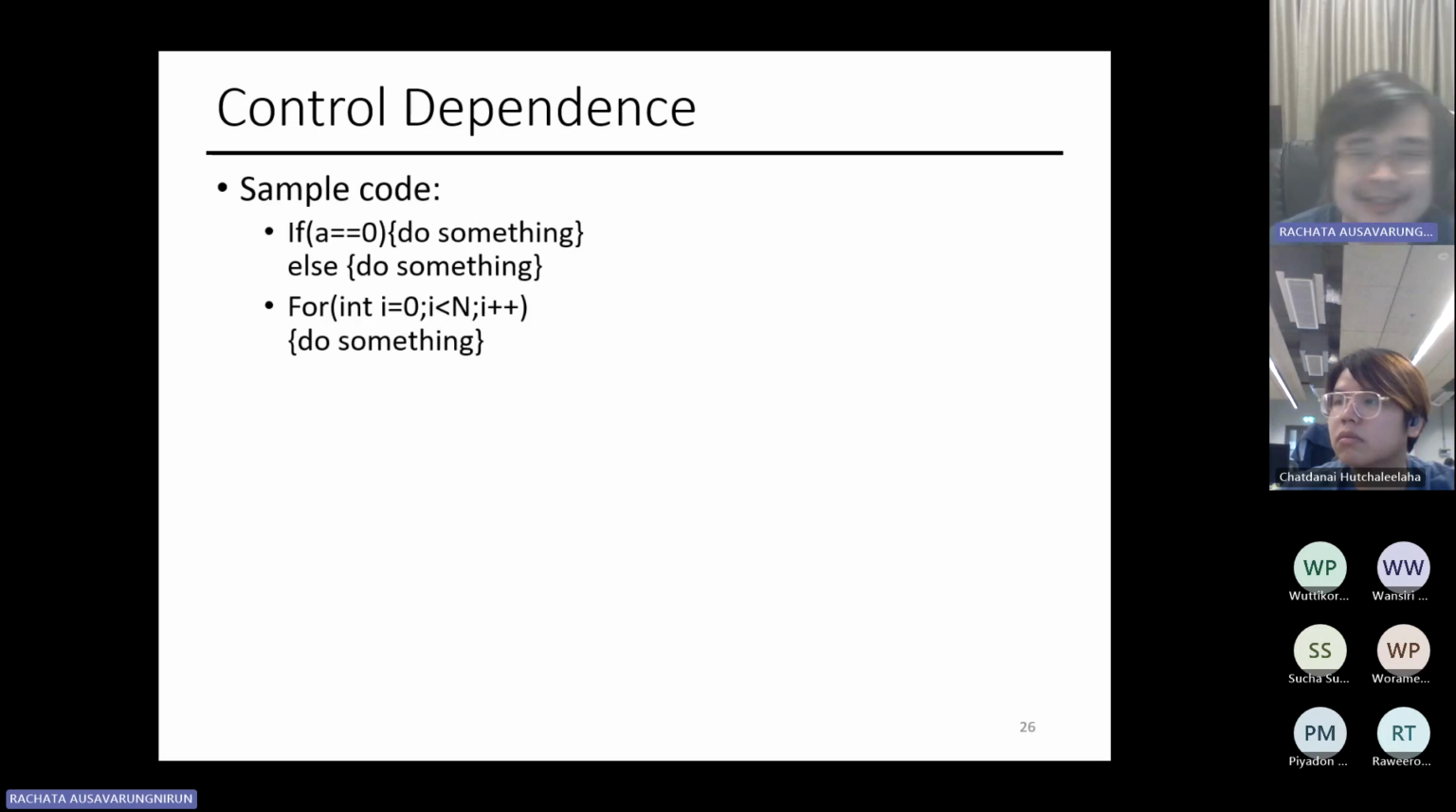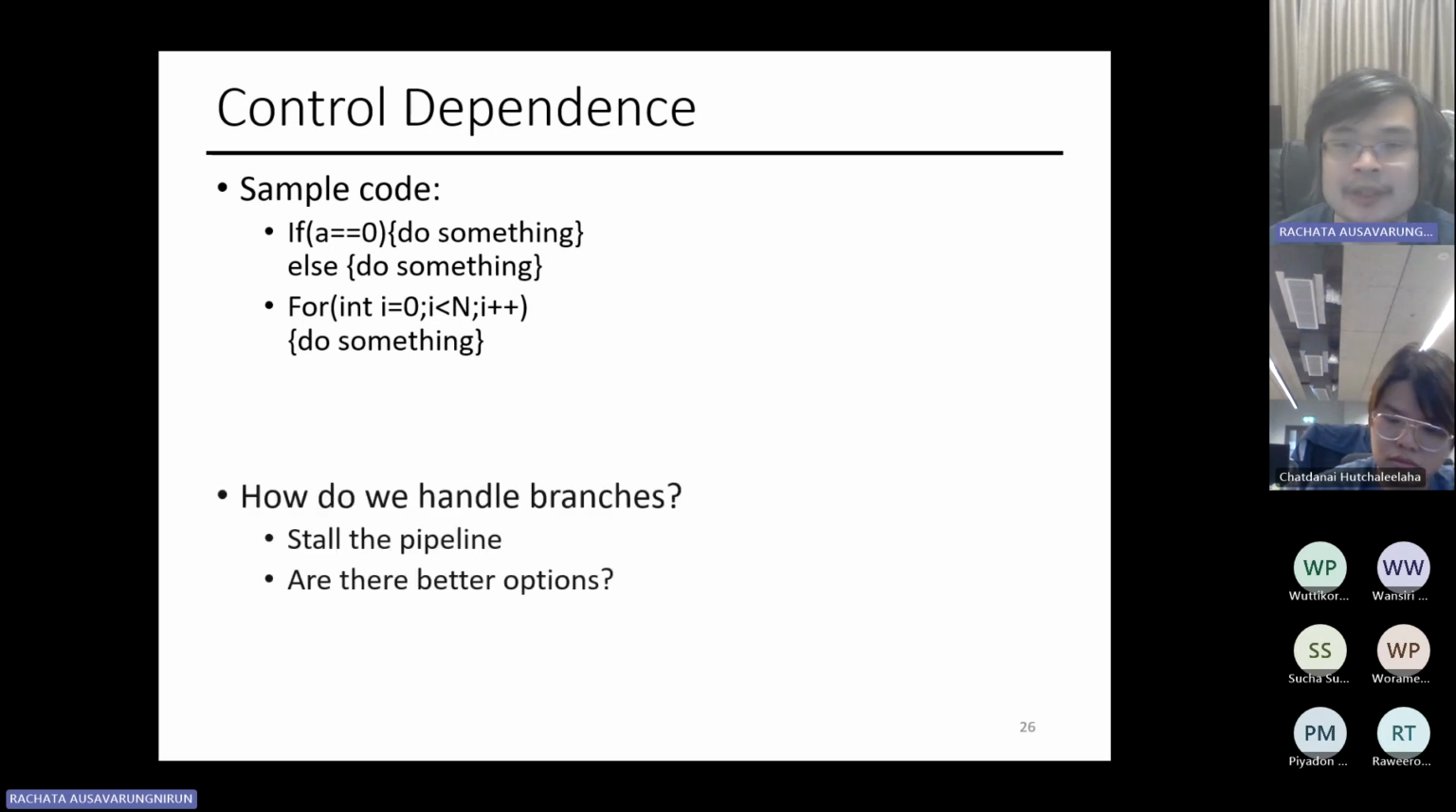So let's say you write code like this. If A equals 0, do something, otherwise do something else. Or you have a loop, right? And we use it all the time. I mean, how many people write a program without a loop? It does exist. You can use recursion, you can use functional programming, but generally, loops and branches are useful.